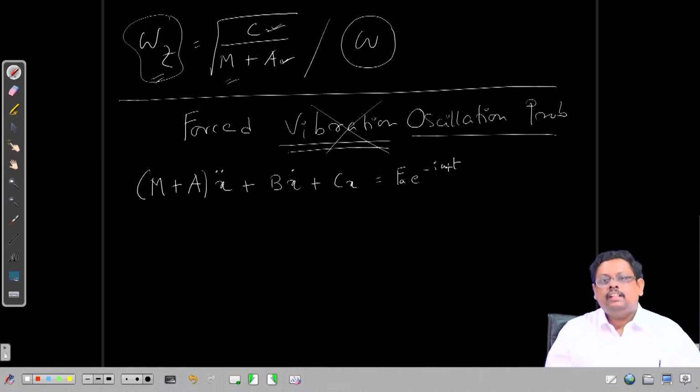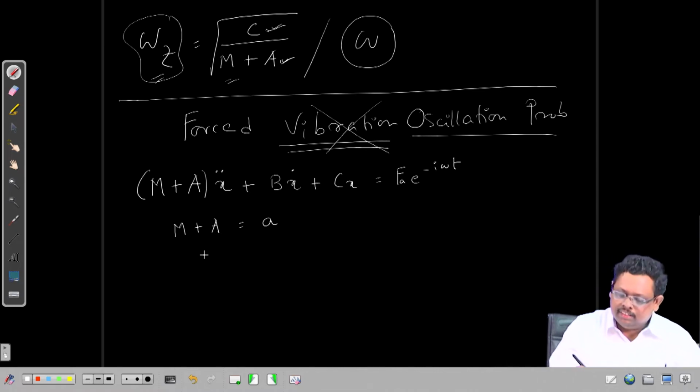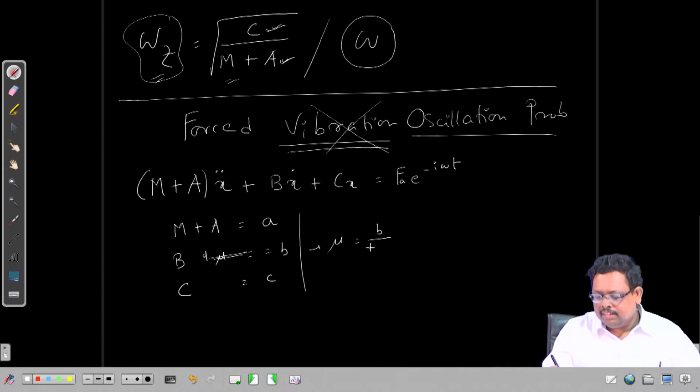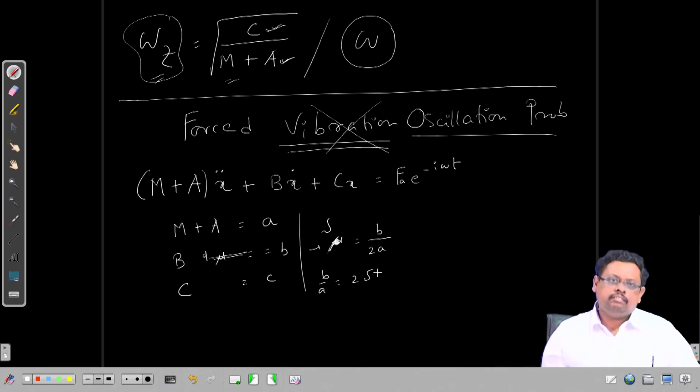This is a forcing function, right. And then let us make some kind of simplification, not simplification, I say nomenclature. You can call m plus a is equal to a, and then let us define some term. Let us take capital B equal to small b, and capital C equal to small c, and then you can define mu is equal to b divided by 2a, not mu, let us say nu. So that means that b by a equal to 2 nu, okay, let us assume this.